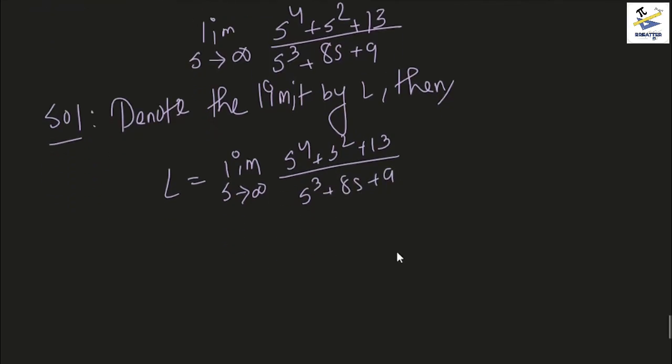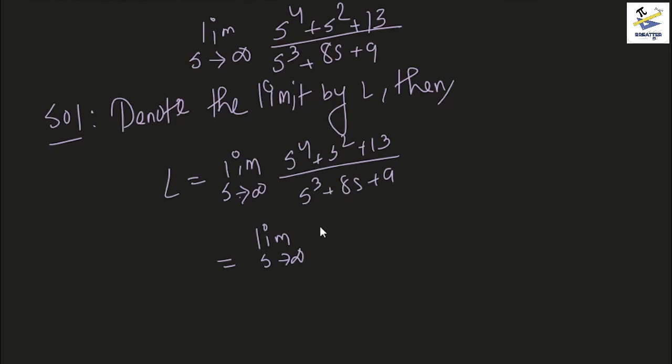Right, so when we have two polynomials dividing each other and the limit of the variable goes to infinity, we try to reduce the power of the highest variable. So we divide up and down by s to the power 4, because otherwise if a single power of s remains in the numerator, that would itself go to infinity, so the answer would be infinity then.